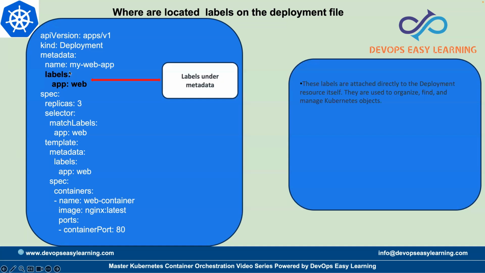Like I said here, these labels are attached directly to the deployment resource itself, and they are used to organize, find, and manage Kubernetes objects. Meaning that this is a nickname that I gave to my deployment. It's true that the name of my deployment, as you can see here, is my web app, but I can add a nickname there using the label. Then I'll be able to use that nickname to organize, for example, to filter, and also to query, right?